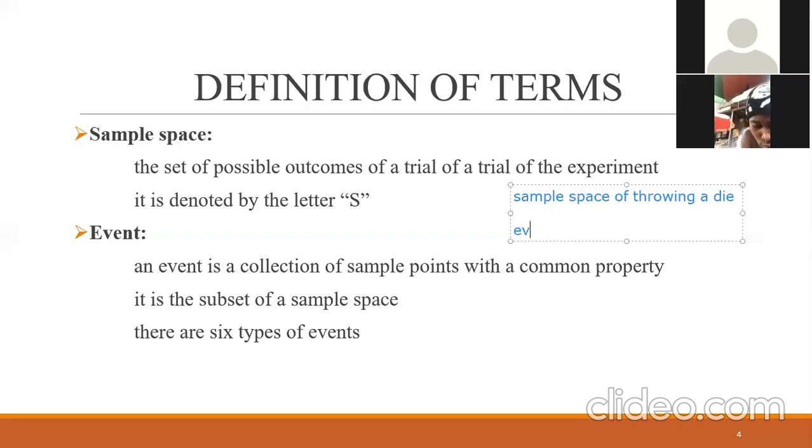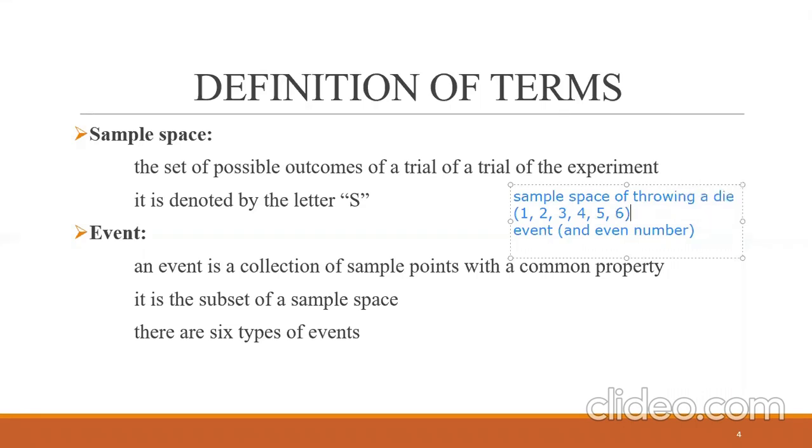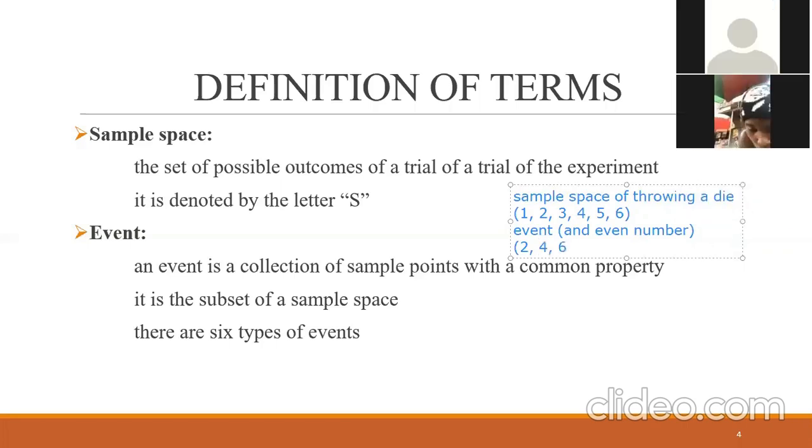Now, an event can be, when you throw the die, what is the probability that you'll be getting an even number? As you can see, getting an even number is within the sample space of throwing a die, because the sample space of throwing a die is 1, 2, 3, 4, 5, and 6. Now, the event of getting an even number will be what? 2, 4, and 6. That is an event. That's why I said an event is a subset of the sample space of throwing a die. I hope you get it.